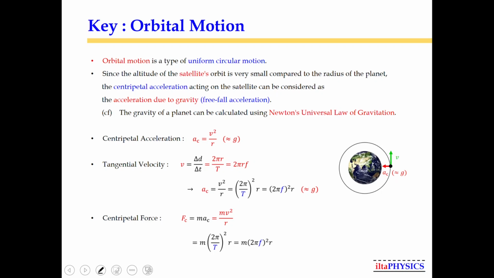Because it is circular motion, there is a centripetal acceleration pointing toward the center of the circle. And there is a tangential velocity in the direction of the tangent to the circular trajectory. Tangential velocity can be calculated as the distance traveled divided by the time interval, and it can be expressed in terms of the period and frequency of the circular motion. By substituting the velocity found here into the centripetal acceleration formula, we can express the centripetal acceleration as a function of the period or frequency.